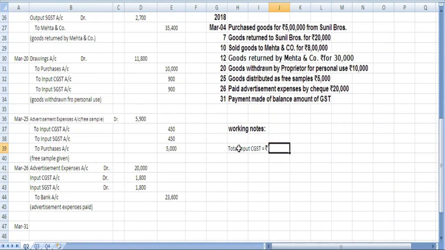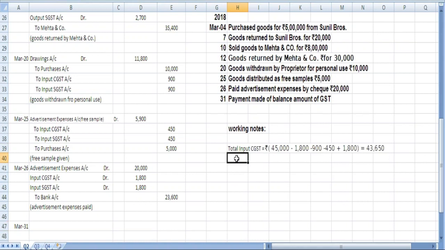So let us write down. We have got 45,000 minus 1800 minus 900 minus 450, and we have 1800 that will be added because that is on the debit side. So that is coming to rupees 43,650.